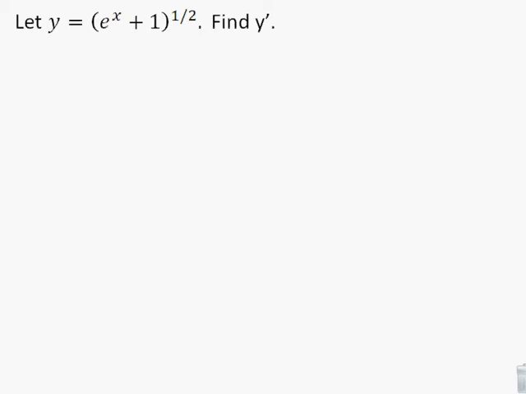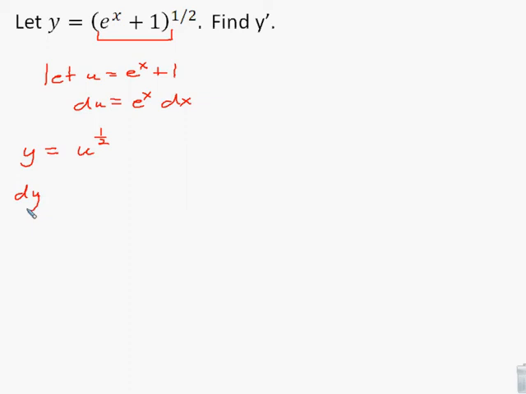Moving to the next one, we see the main function is a square root function, or really to the 1/2 power. So we will let u equal e to the x plus 1. du equals e to the x plus 0 dx. And so we can make our substitution, y equals u to the 1/2. Differentiating using the power rule, we bring the 1/2 here, u to the negative 1/2 du.